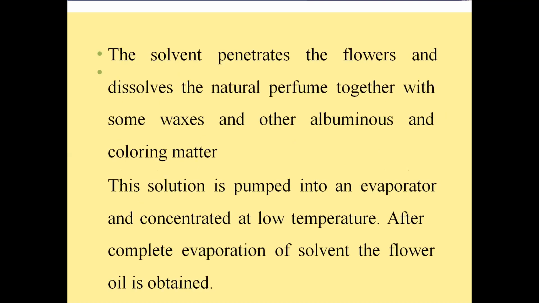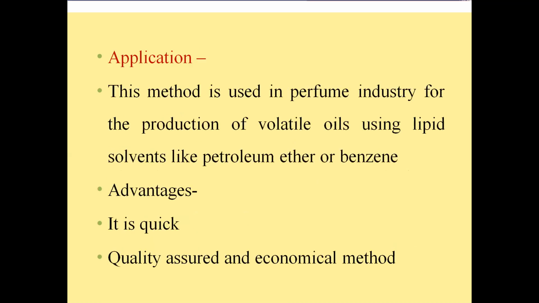In this, the solvent penetrates the flowers and dissolves the natural perfume together with some waxes and other albuminous and coloring matter. Then this solution is pumped into an evaporator and concentrated at low temperature. After the complete evaporation of the solvent, the flower oil is obtained. This method is generally used in the perfume industry for the production of volatile oil using lipid solvents like pet ether or benzene.